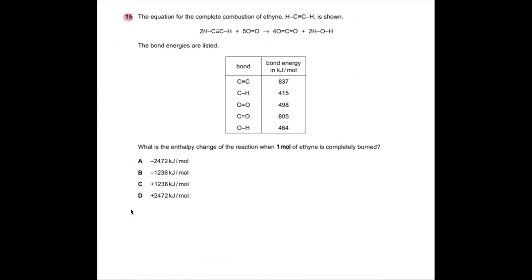Now, MCQ number 15. The equation for the complete combustion of ethyne is shown. The bond energies are listed. We have a chemical equation. What is the enthalpy change of the reaction when 1 mole of ethyne is completely burned? So it means bonds broken. If you see, two of these bonds are broken because there are 2 moles, right? So it is going to be times 2.